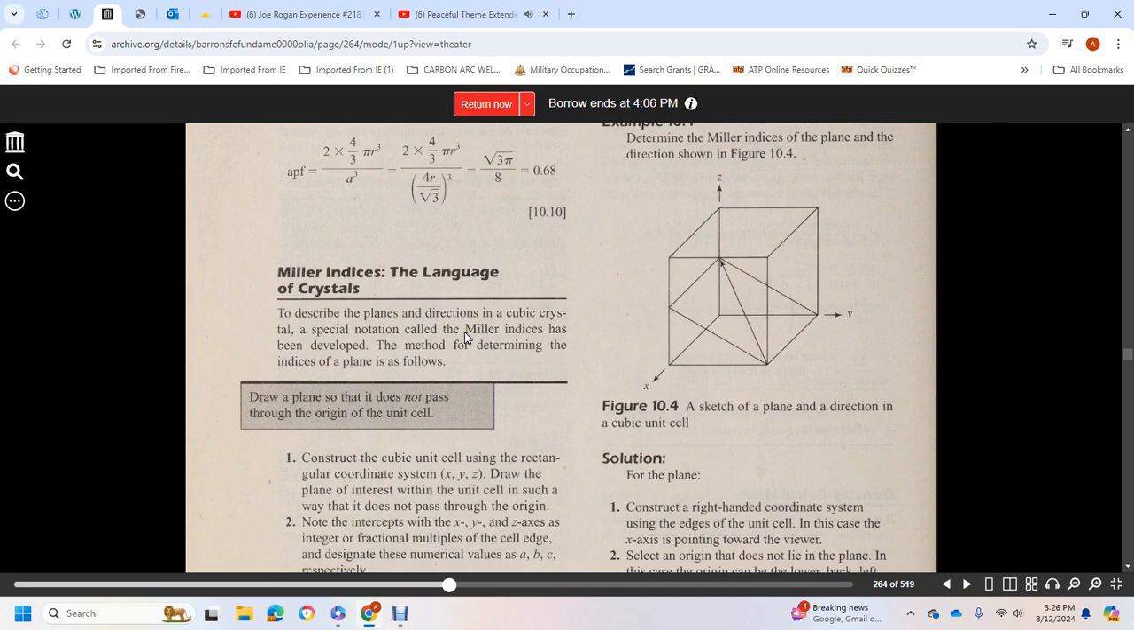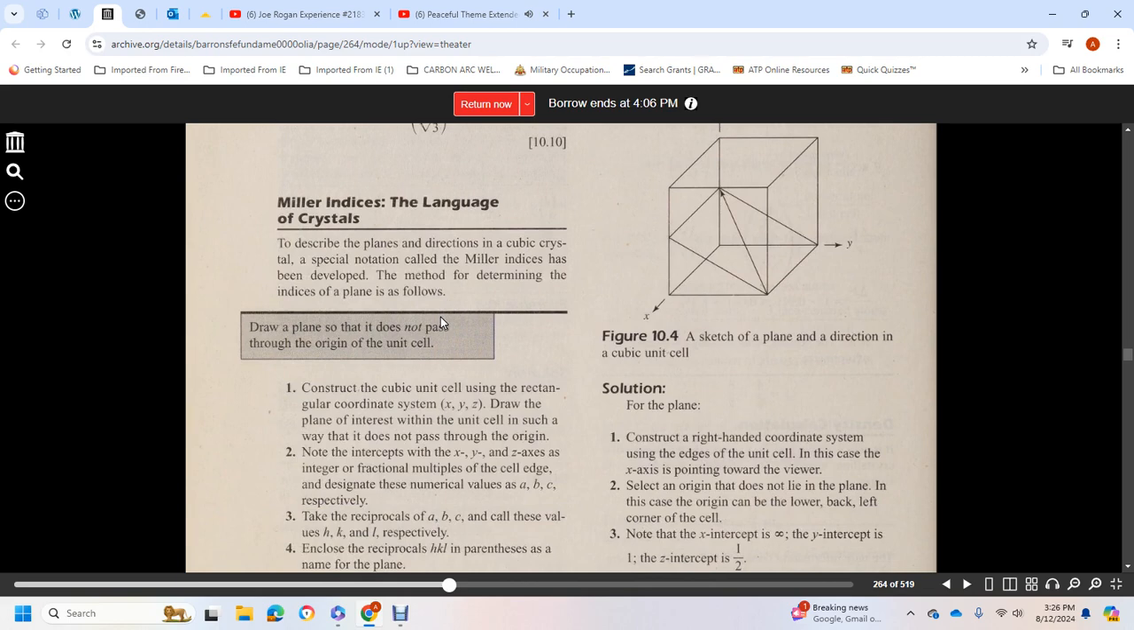Miller indices, the language of crystals. To describe a plane or direction in a cubic crystal, a special notation, the Miller indices, has been developed, with a method of determining the indices of a plane as follows. Draw a plane that does not pass through the origin of the unit cell. 1. Construct the cubic unit cell with a rectangular x, y, z coordinate system. Draw the plane intercepting the unit cell in such a way that it does not pass through the origin.